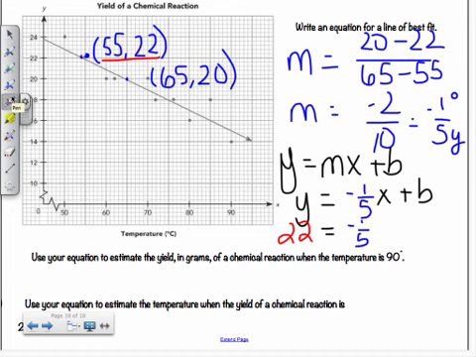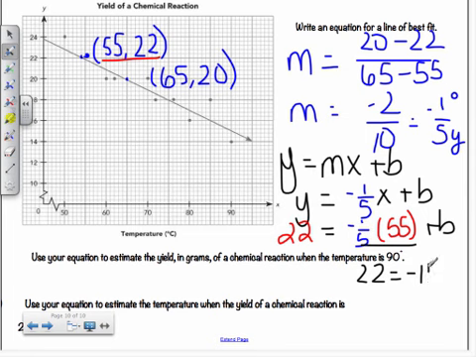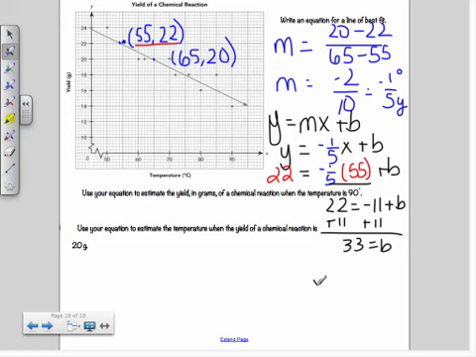And then I will say equals negative 1/5 multiplied by 55 plus b. And here, to figure this out, I'm just taking 55 and dividing it by 5, so I would get 11, but it's a negative 1/5, so I would get a negative 11. So I end up getting 22 equals negative 11 plus b. Okay, then I would add 11 to both sides, and I would end up getting 33 equals b. All right, so that means that my equation for my line of best fit would be y equals negative 1/5 x plus 33.